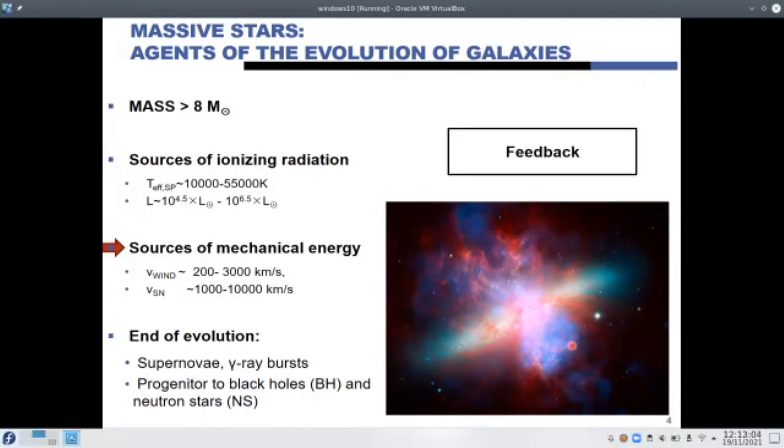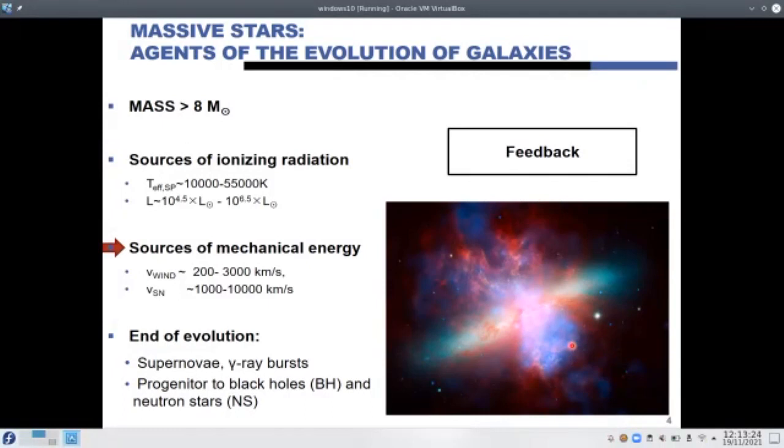So we have this term that we call feedback, and it's the whole injection of mechanical and ionizing energy of massive stars into the interstellar medium. And you will hear about this term many times throughout the talk. This is a term that summarizes the impact of massive stars on their surroundings.